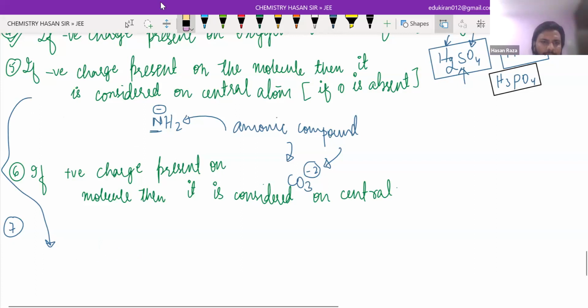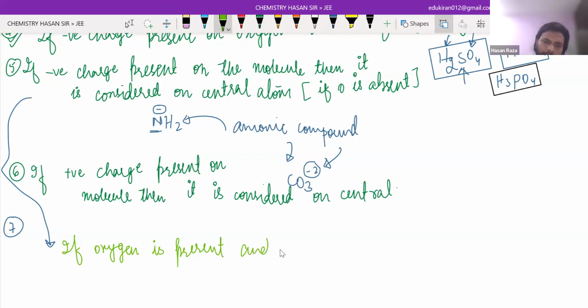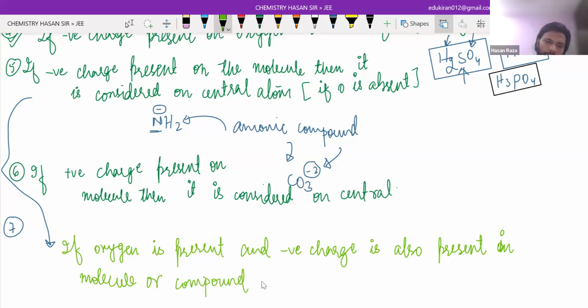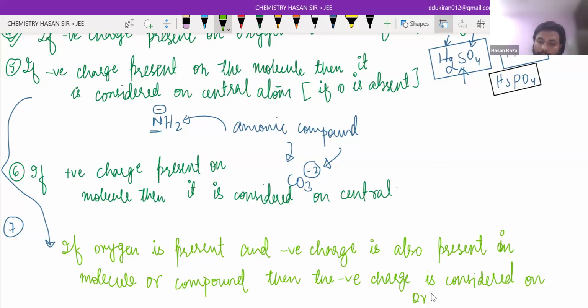Oh, wait a minute. If oxygen is present and a negative charge is also present in the molecular compound, then the negative charge is considered on oxygen, sorry, not the central atom, on oxygen.